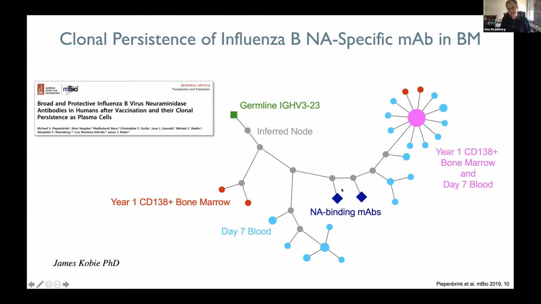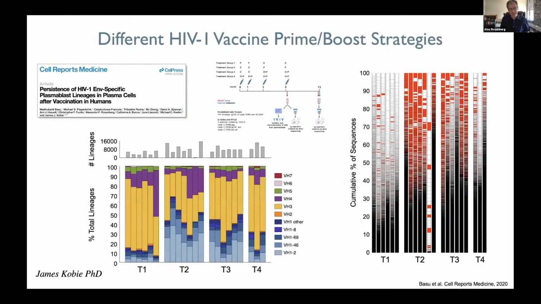neuraminidase in the sequencing analysis, we can see that over time, we have both day 7 and 1 year sequences in the same lineage. And we can see this with CD138 positive, which are putative long-lived plasma cells. So this is an indication that these neuraminidase binding antibodies are long-lived and persistent in the bone marrow plasma cells. In another example, this is the HIV Human Vaccine Trials Network.